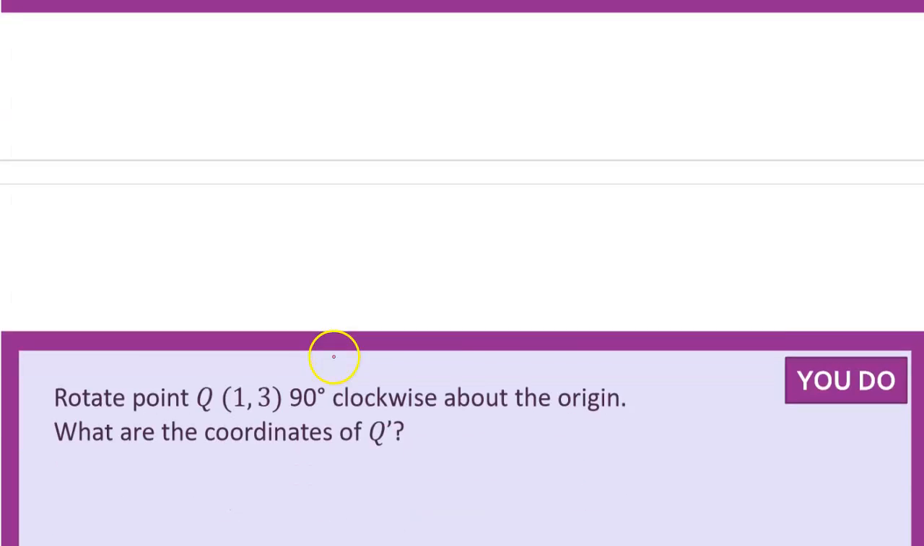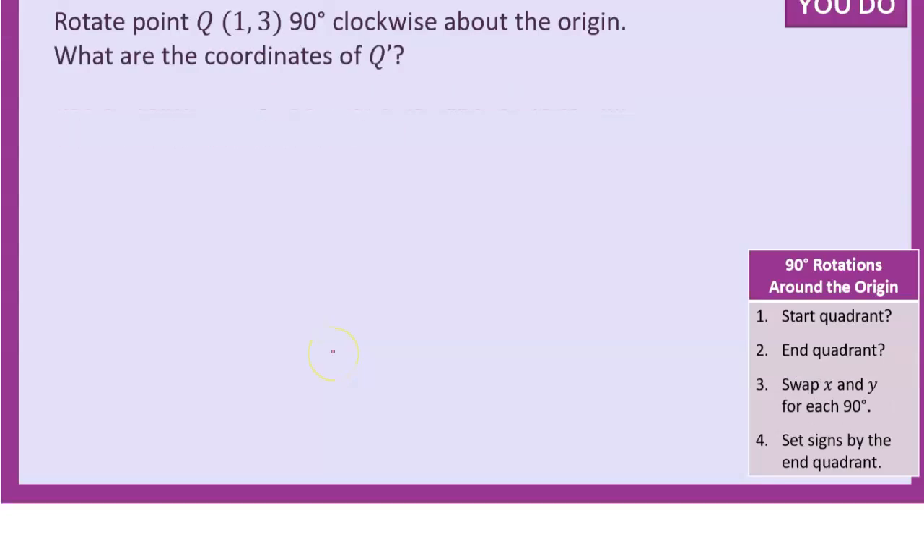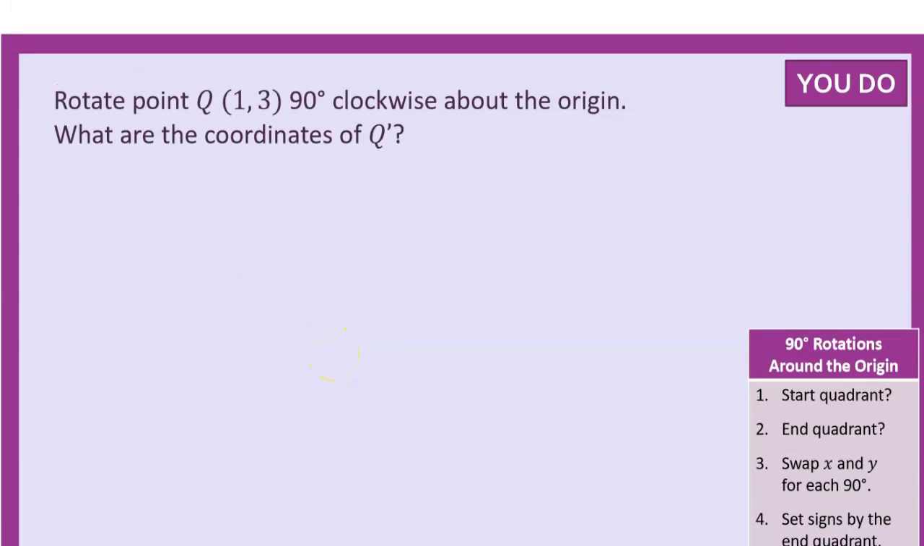All right, one more example. Rotate point Q, 1, 3, 90 degrees clockwise about the origin. What are the coordinates of Q prime? So we'll start off in quadrant 1. And that's all the hint I'm going to give you right now. Pause the video, see if you can figure out what our answer is here. If you were to rotate point Q 90 degrees clockwise about the origin, where would you end up?